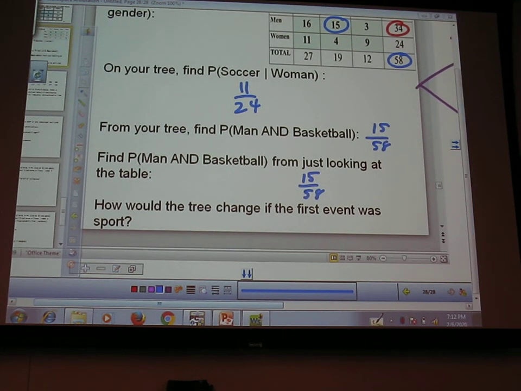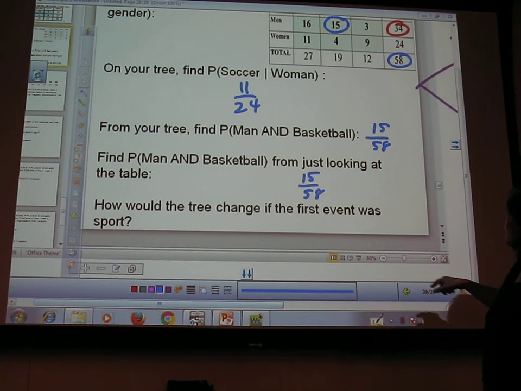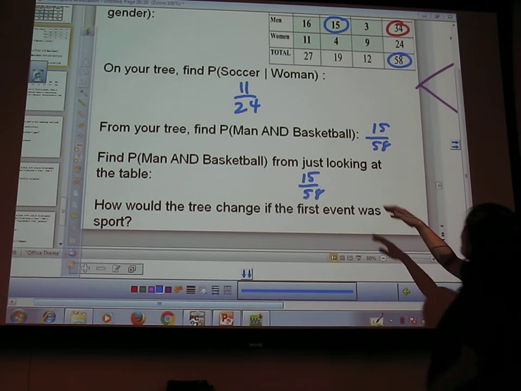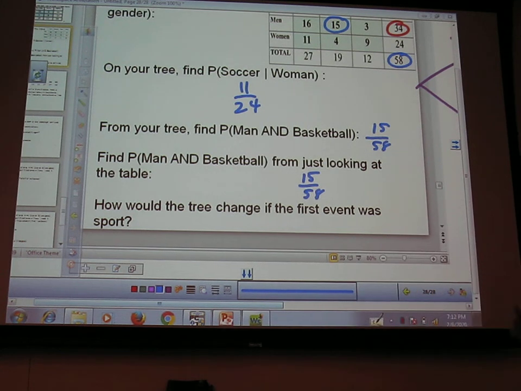How would it change if the first event was sport? Then it used to be soccer, basketball, tennis, and then your second thing would be man, woman, man, woman, man, woman. But you get the same thing. The only difference is that the fractions might be different, but in the end they still cancel out.